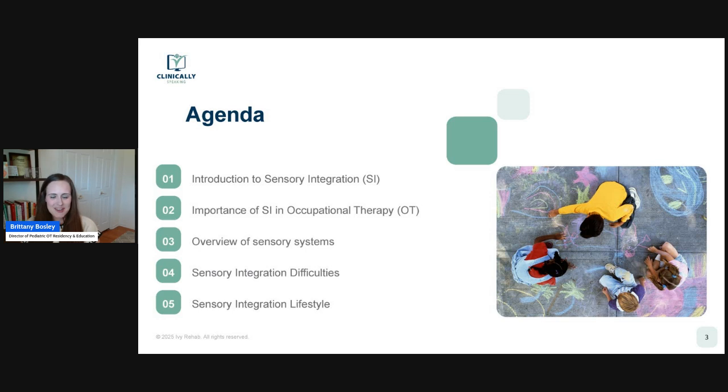All right, diving in to our agenda. First, we'll start with an introduction to sensory integration. We'll talk about the importance of sensory integration in OT, the overview of our sensory systems, sensory integration difficulties and disorders, and then we'll wrap it up with some intervention strategies and ideas on how they impact sensory processing as a whole.